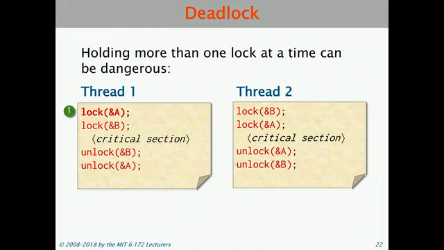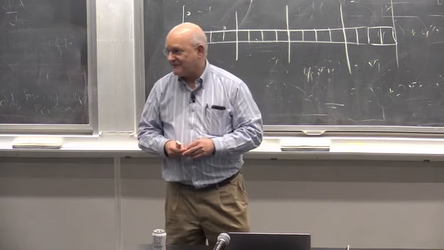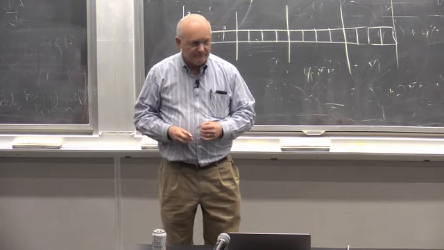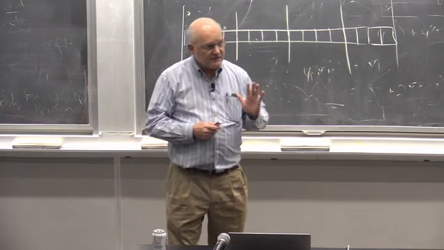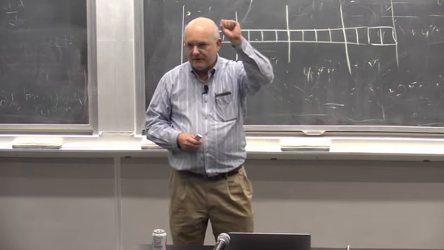So what can happen here? Thread 1 locks A, thread 2 locks B. Thread 1 can't go and lock B because thread 2 has it. Thread 2 can't go and lock A because thread 1 has it. So they sit there, blocked. I don't care if they're spinning or yielding, they're not going anywhere. This is the ultimate loss of performance. It's incorrect. You're stuck, you've deadlocked. Now there are 3 basic conditions for deadlock. Everybody understands this, right? Is there anybody who has a question?